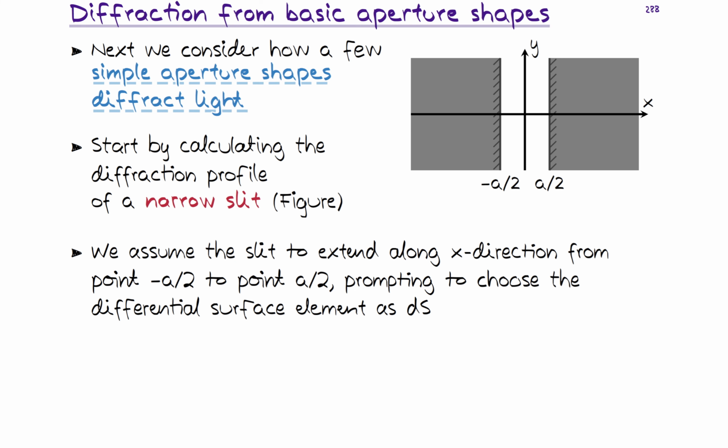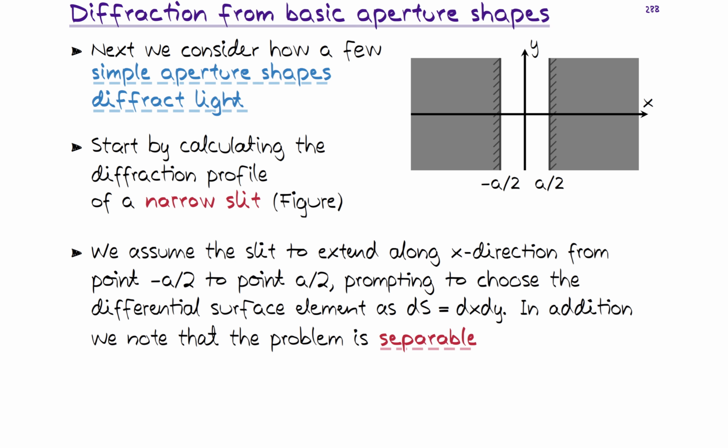Since the slit doesn't look spherically or rotationally symmetric, we choose the differential surface element ds that we will be integrating over in our Fraunhofer diffraction integral to be dx and dy. In addition, the nice thing here is that our problem is actually separable, so that our aperture function, which in principle is a function of x and y coordinates, can be separated into a function of the x variable multiplied by a function of the y variable, and this really helps our integrals.